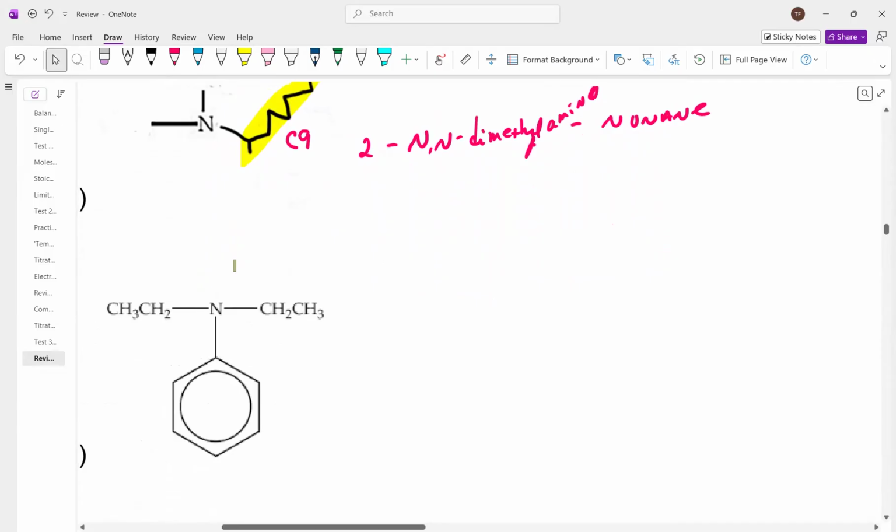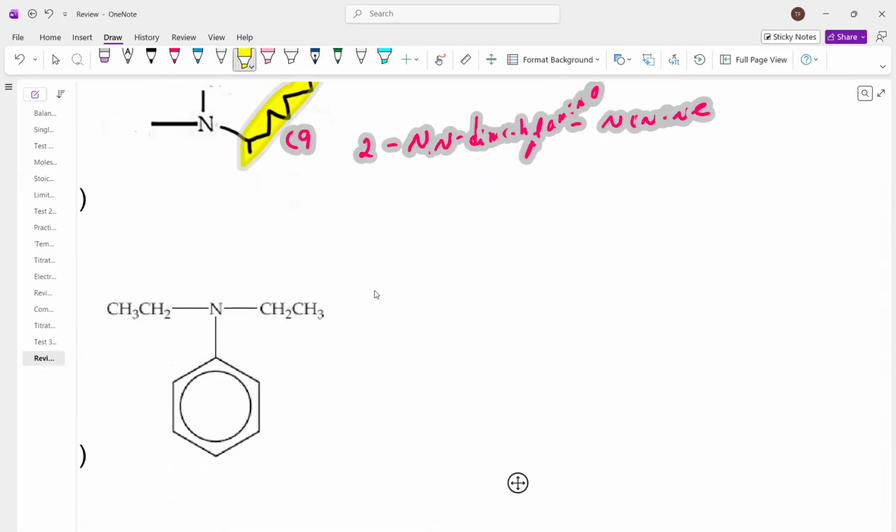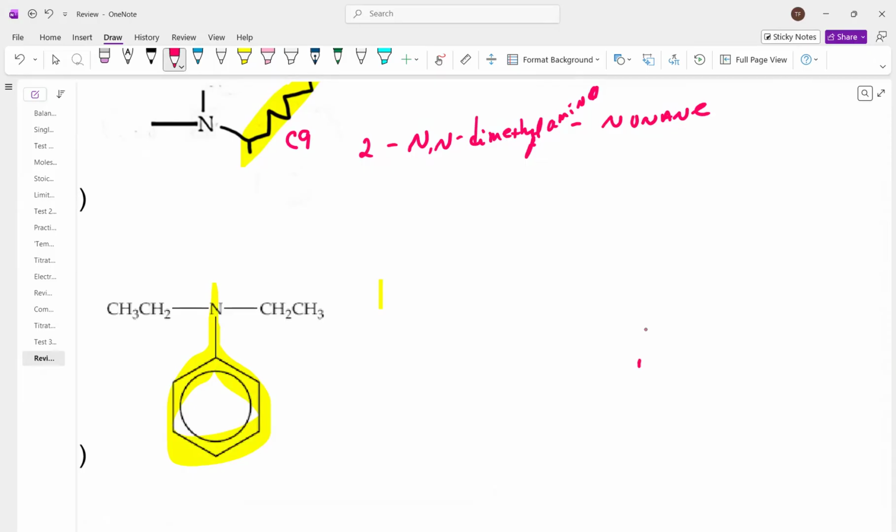Similar to this one, this has an aniline backbone. So this structure here, that's aniline. And we've got 2 ethyl groups coming off of that nitrogen. So it's N,N-diethyl aniline.